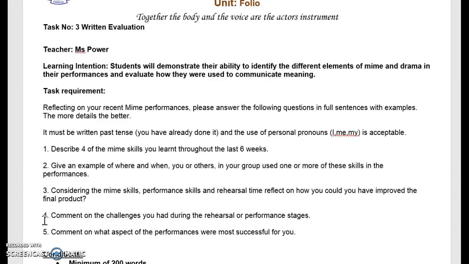The next question asks you to comment on the challenges that you had both during rehearsal and performance stages. So that might be one or more. I want you to really think about what was something you struggled with? What was a problem that you had? How did you overcome it?